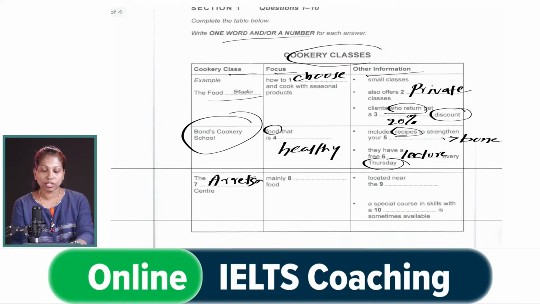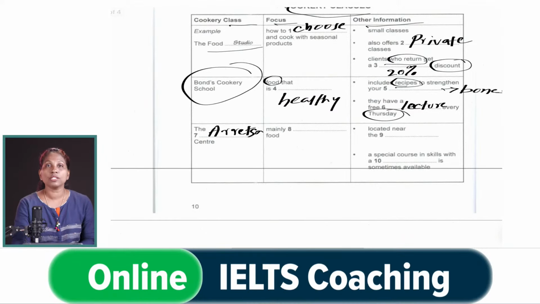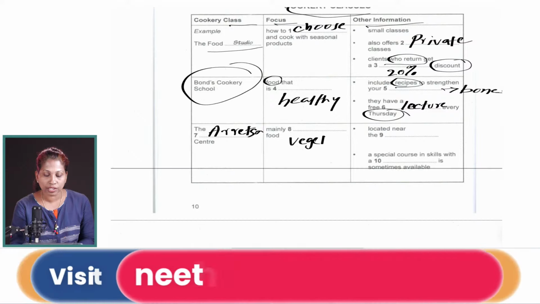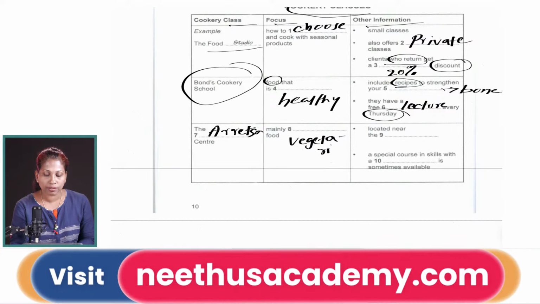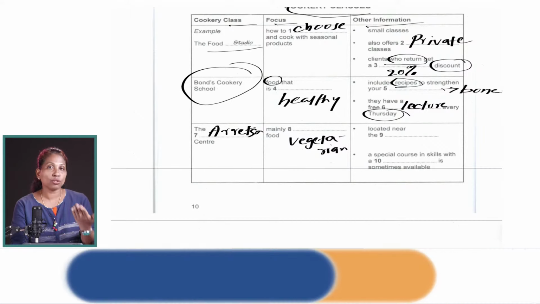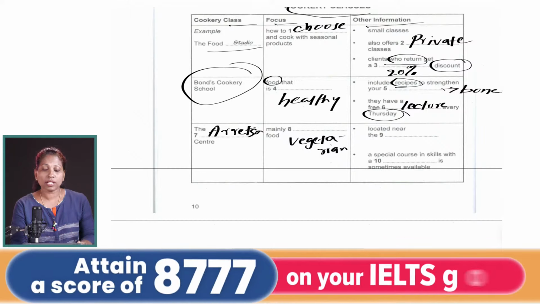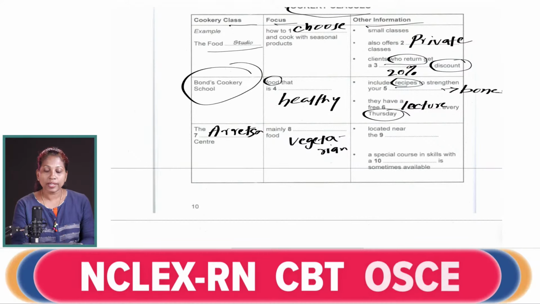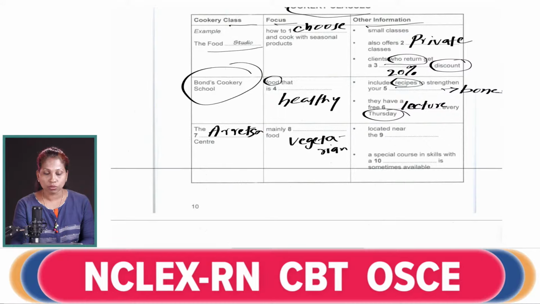So your answer for that blank is mainly, which is majorly you can say, or mostly. It is vegetarian food. So the answer for this is vegetarian, right? Okay. Next is other information which you have to fill. Located near the dash. So it is giving you the location. Next, a special course in skills with a dash is sometimes available. So something else, some special course, skill course, what is that? So first is location, second is some special skill course.